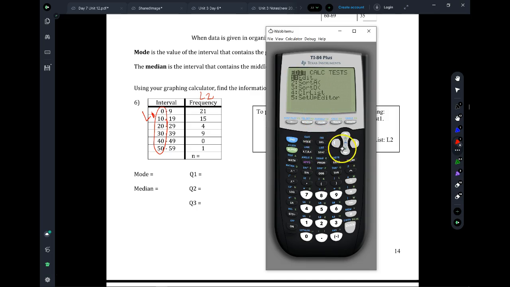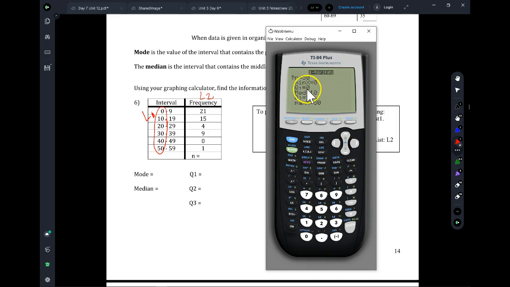We're going to go to stat, arrow to calculate, still pick option 1, make sure that there's L2 in the frequency list, and go down to calculate. Now, I cannot figure out an average when we're talking about an interval of scores. So X bar is sort of irrelevant here, but some of these numbers on the next page aren't irrelevant. So we can figure out our Q1, our median, and our Q3 by looking at these outputs.